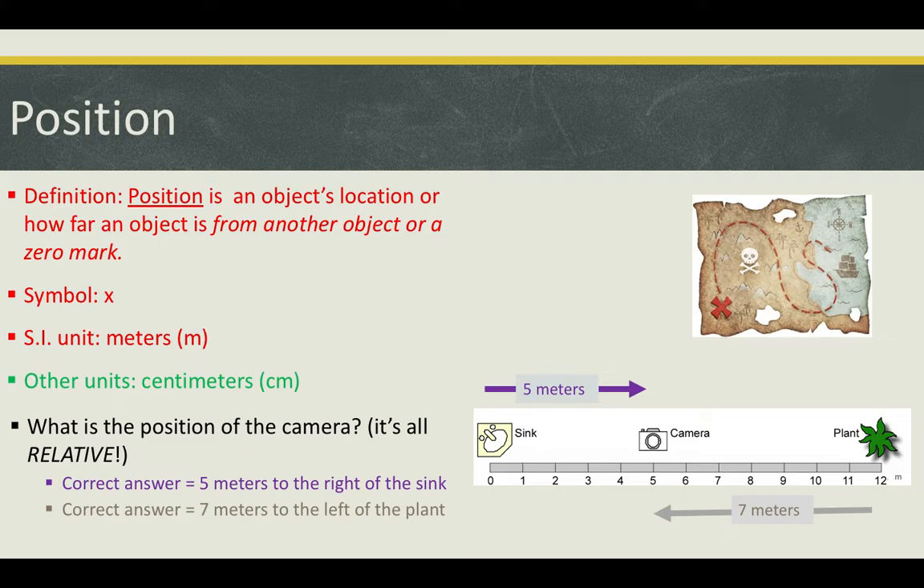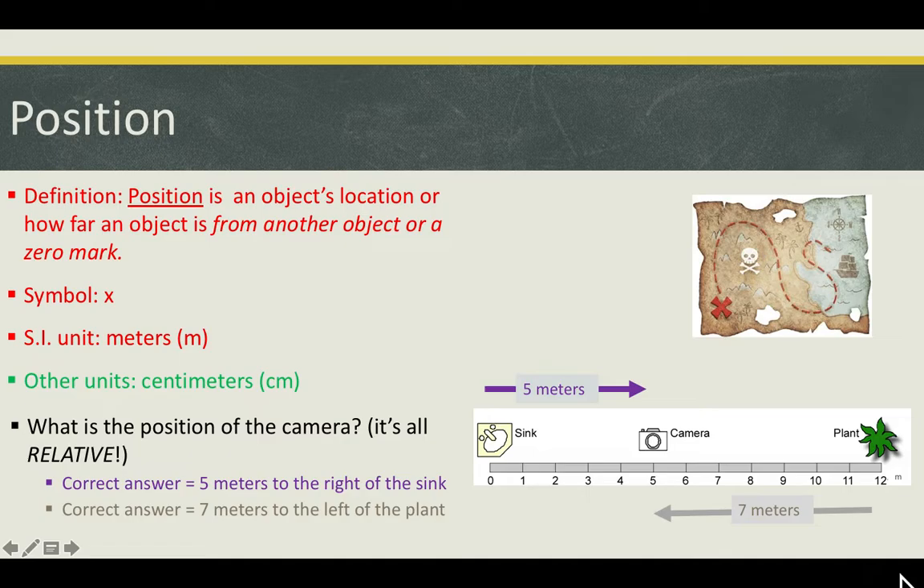Position is an object's location or how far it is from another object or a zero mark, say on a number line. The symbol for position is an X, and we typically measure it in meters because that's the standard international unit. However, we can sometimes use centimeters as well. The key to remember about position, as well as displacement, is that it's relative.